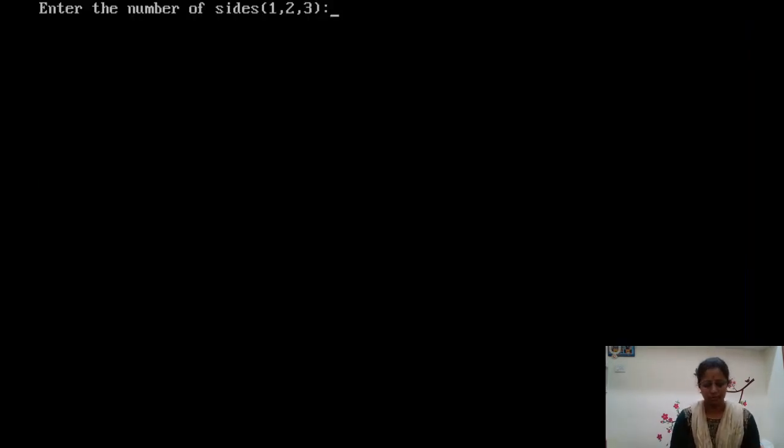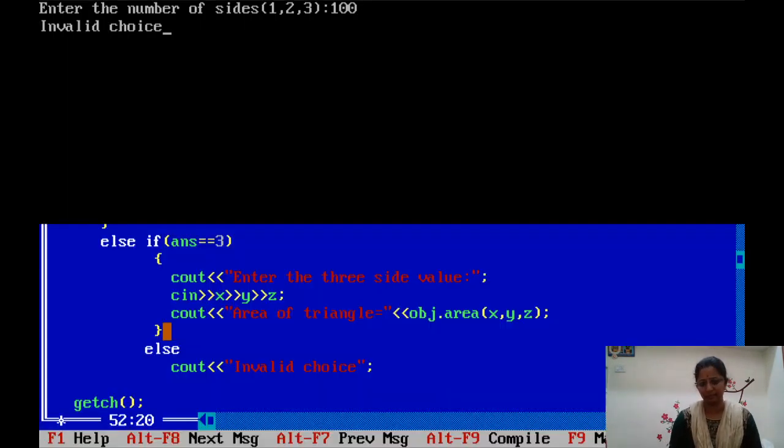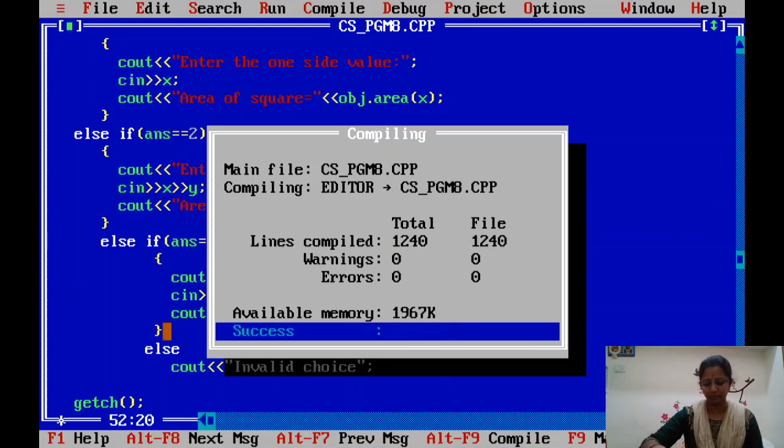So, first I am giving choice as 1. My choice is 1. You should select the value 1, 2, 3 depending on that. Please don't give 100 here. If you give 100, it will display invalid choice. Okay. First time, execute with a 1. So I am giving a value 4. 4 into 4, 16.